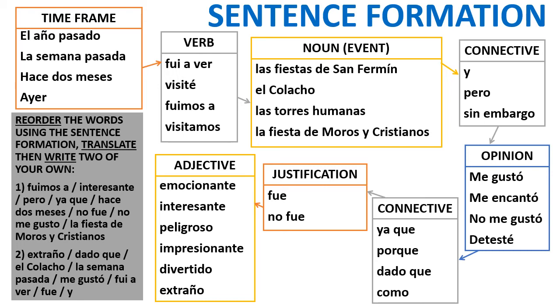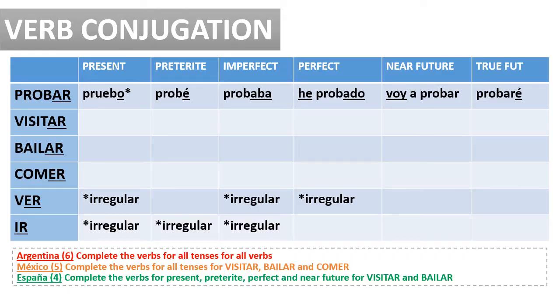In the grey box on the bottom left corner, it says you need to reorder the words for number 1 and 2. So you're going to use the sentence formation to reorder them into the correct order. Then you're going to translate the sentence. And once you've done that for both of them, you're going to write 2 of your own using the sentence formation on the screen. You did one of these last fortnight, so it should be relatively easy to do now.